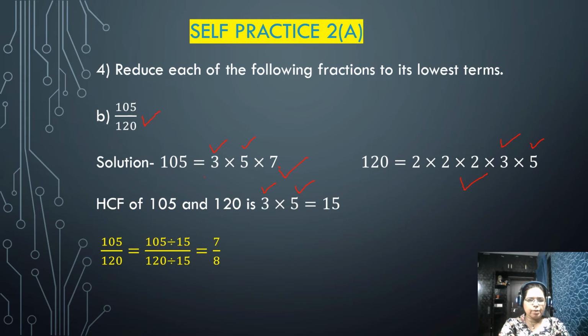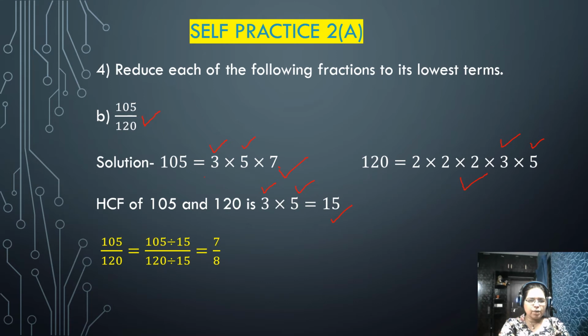So we get the highest common factor of 105 and 120: 3 multiplied by 5, that is 15. And 15 is the highest common factor of 105 and 120. Now we have to divide the numerator by the highest common factor and divide the denominator by the highest common factor.